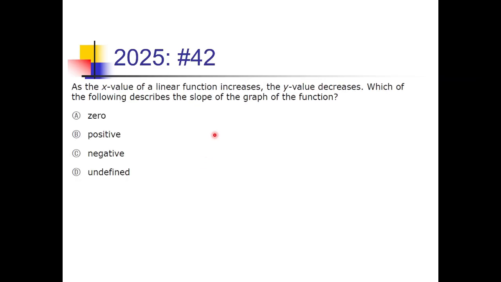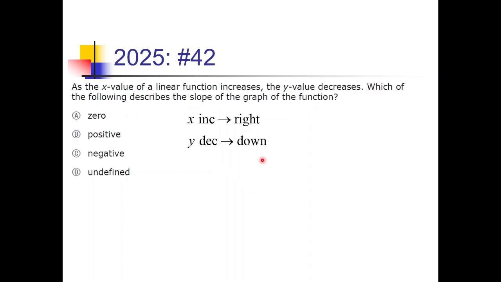For this problem, they're saying as the x value of a linear function increases, the y value decreases, which describes the slope of the graph. And we've got 0, positive, negative, or undefined. Okay, so let's translate this. If the x values of a function are increasing, that means we are moving in the positive direction on the x-axis, which means essentially we're moving right.